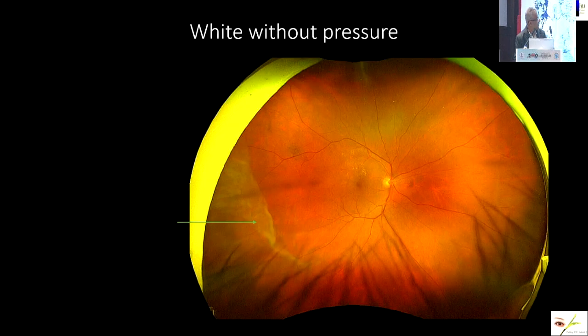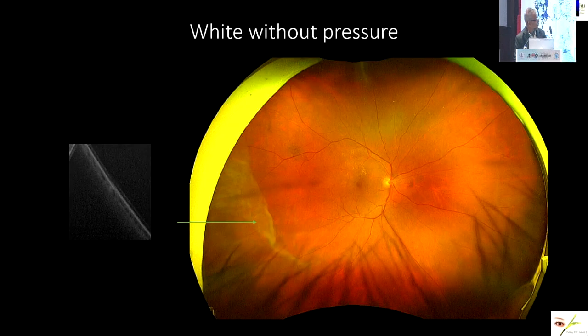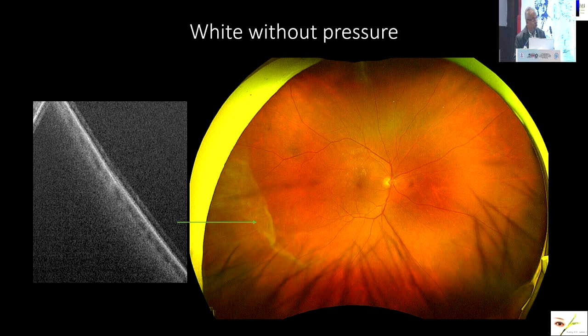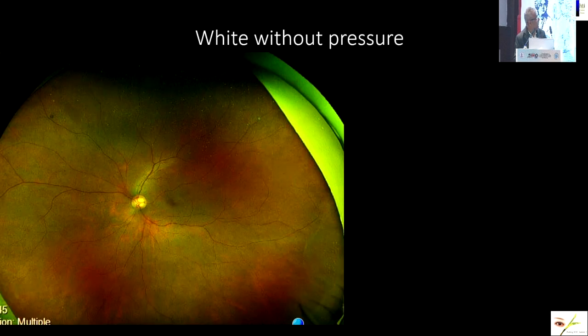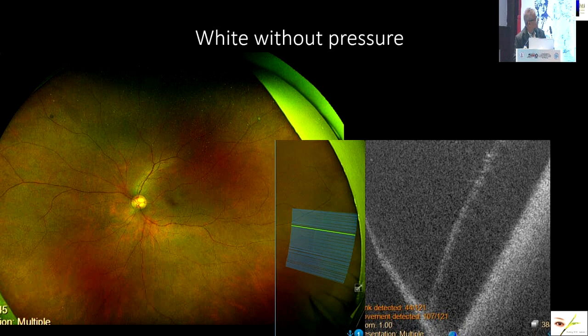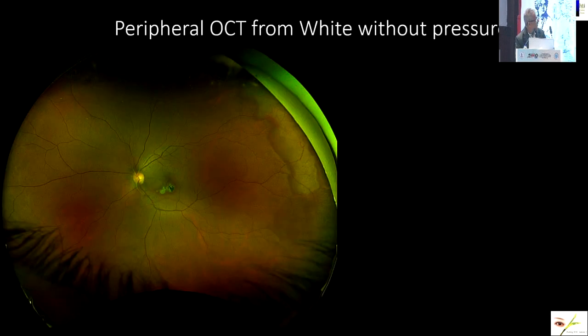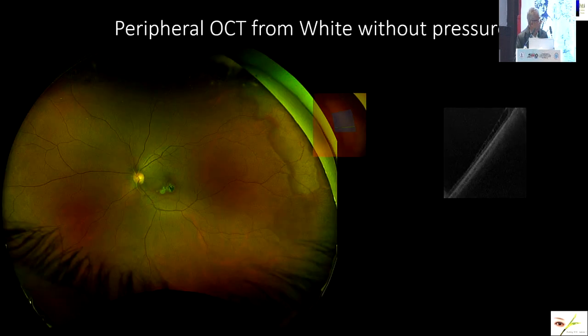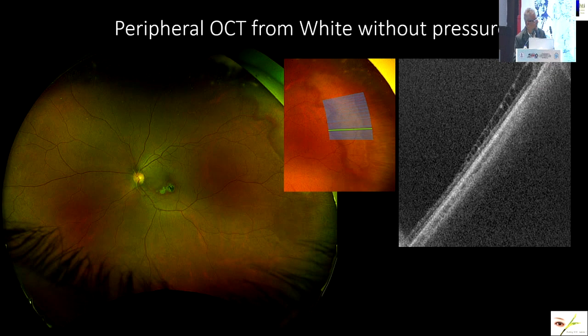Now this is white without pressure. Again, this looks relatively normal. The retina in the periphery is thin. This is another patient with white without pressure here, but this was retinoschisis. So now this is another white without pressure, and you see the retina shows retinoschisis there.